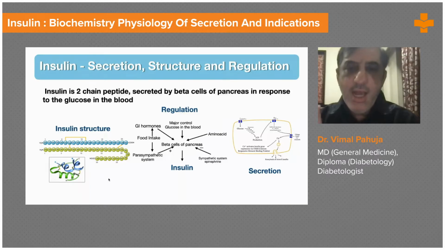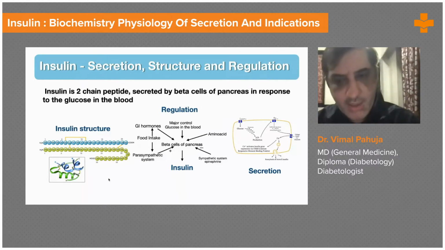Remember this. And then you have food intake, which is going to regulate the GI hormones, and also the parasympathetic system. The parasympathetic system is important because it regulates insulin secretion. Sympathetic stimulation will inhibit insulin secretion. So parasympathetic and sympathetic will go in opposite directions. The parasympathetic system has to be intact, GI hormones have to be intact, glucose is a major control, and amino acids also incite insulin secretion. This is how insulin is regulated.